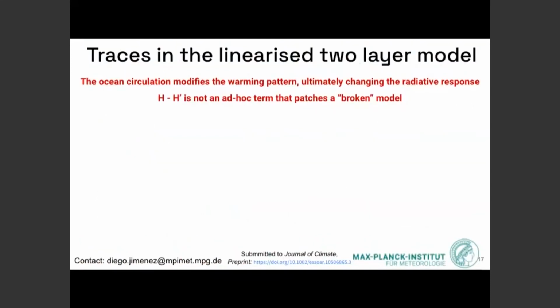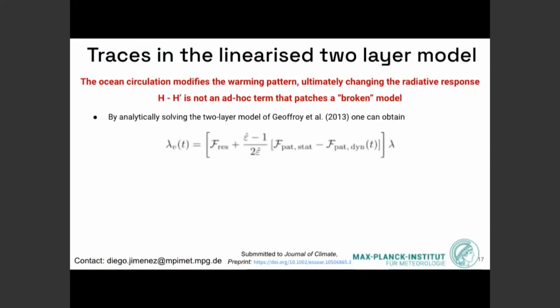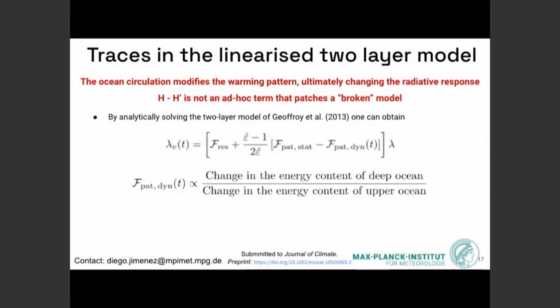Solving analytically the model proposed by Geoffroy and co-authors, I obtained for the first time an explicit mathematical expression for the evolution of the net radiative feedback in 4 times CO2 experiments. The time-evolving part of this expression, F pat D, compares the energy content of the deep to the upper ocean, mimicking the role of the ocean circulation mentioned before. Using the CMIP5 and CMIP6 ensembles, this expression shows that the timescale for the strong bending is around 18 years in most models, providing a theoretical justification for the timescale of 20 years used to study the pattern effect. This highlights how important it is to constrain how the ocean circulation is modeled in GCMs. Thank you for your attention.